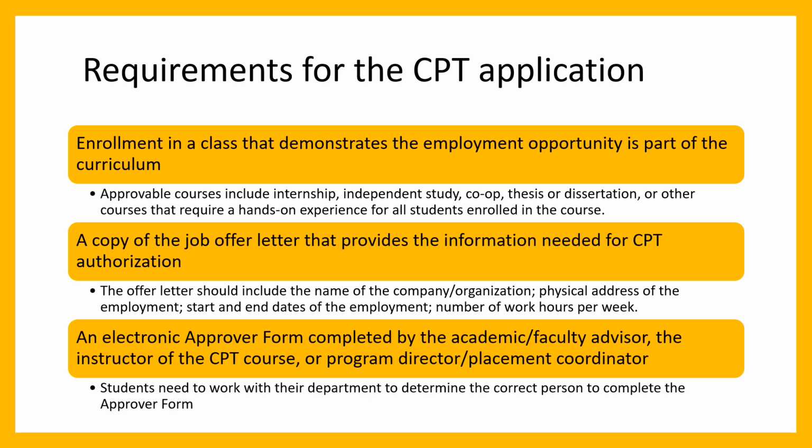A copy of the job offer letter that provides the information needed for CPT authorization. The offer letter should include the name of the company or organization, physical address of the employment, start and end dates of the employment, and the number of work hours per week. An electronic approver form completed by the academic faculty advisor, the instructor of the CPT course, or program director or placement coordinator. Students need to work with their department to determine the correct person to complete the approver form.